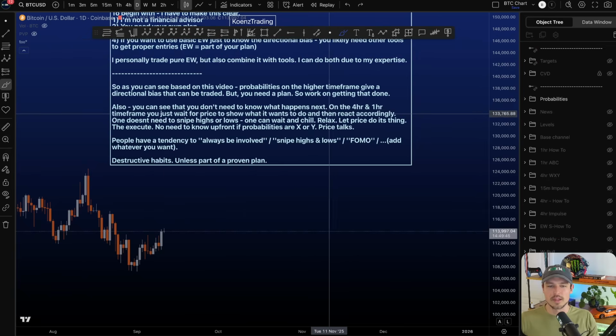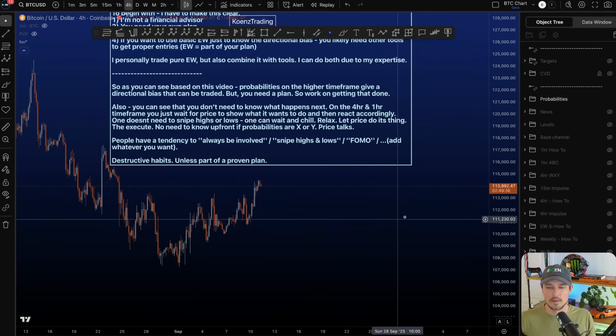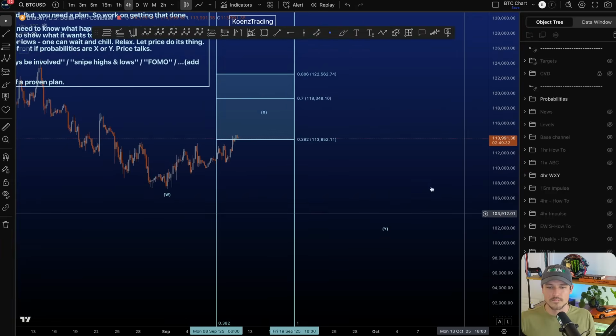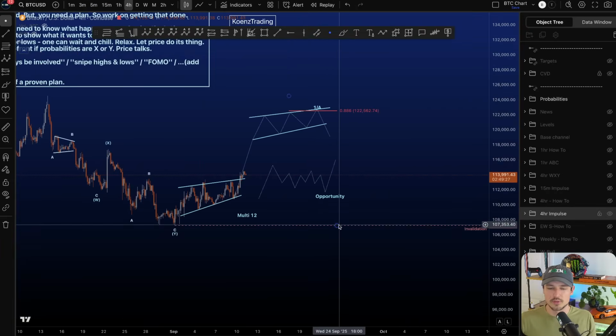Also, you can see that you don't always need to know what happens next. On the 4-hour and the 1-hour time frame, we just wait to show what price wants to do and then react accordingly. As you maybe noticed on the 4-hour time frame, the WXY here is the bearish scenario. The bullish scenario is the impulse to the upside.